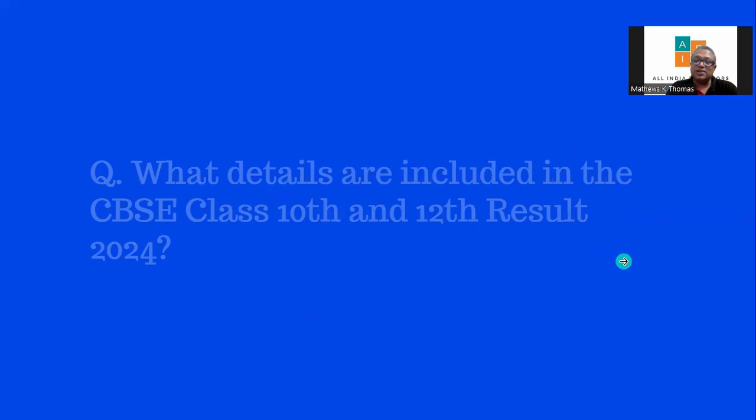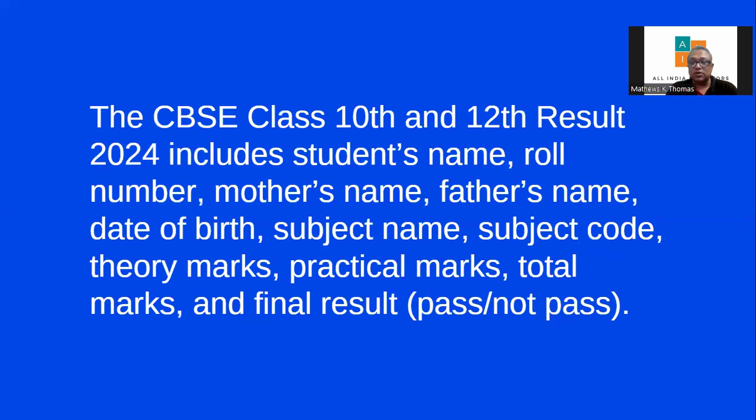So what are the details that you will get in the result is you're going to get your name, roll number, your mother and father's name, date of birth, the subjects that you gave, the subject codes, the theory marks, practical marks. So in case of 10th, it will be theory and internal marks, and then the total marks and the final result, whether you have passed, you have not passed, or whether you got a compartment, that will come out.